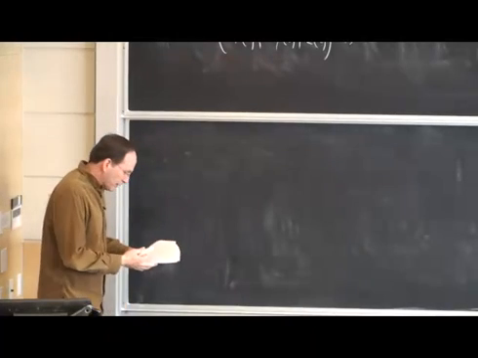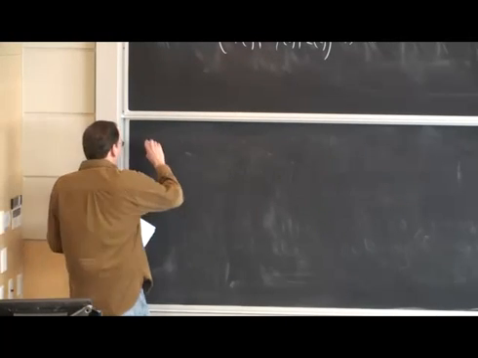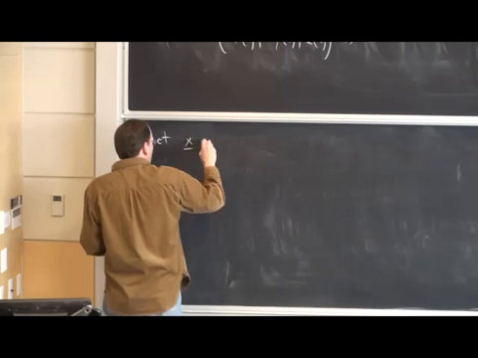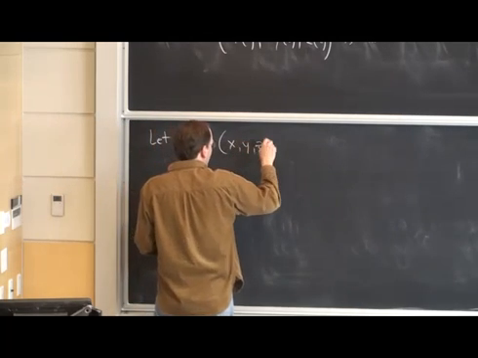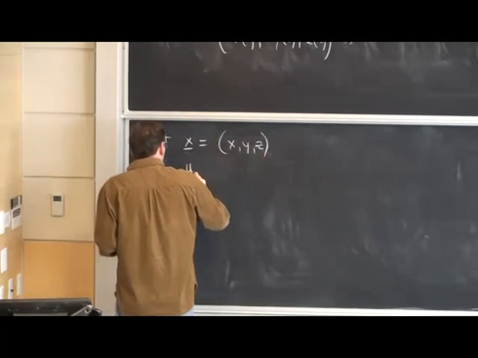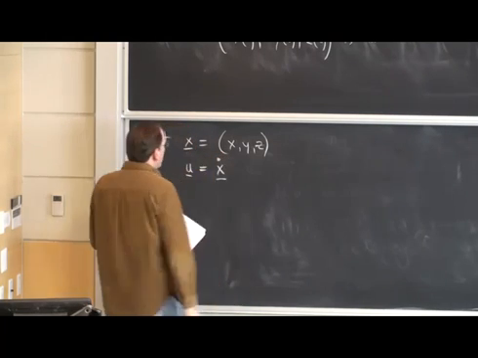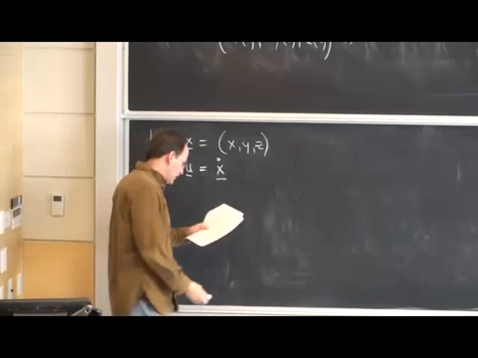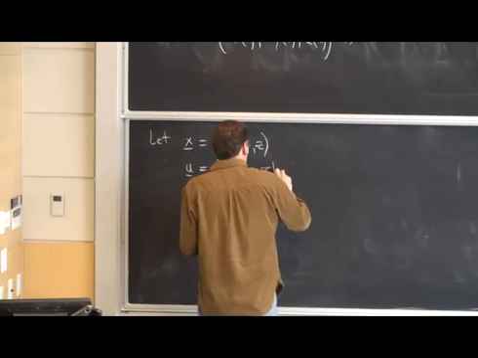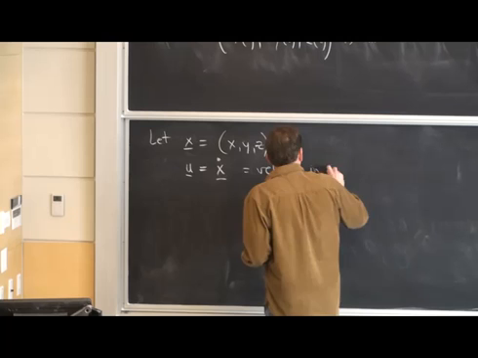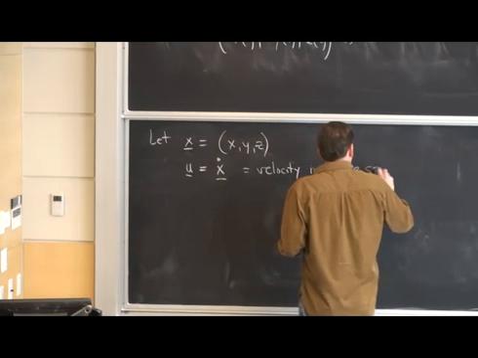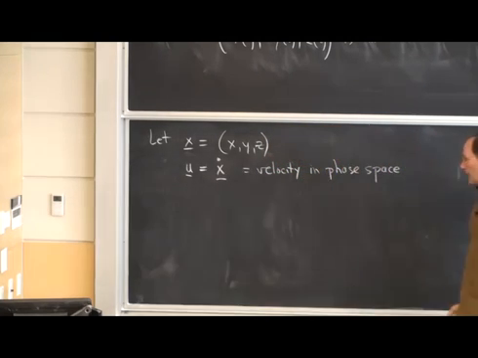So I want to give you an intuitive argument here, as usual. That is, let us think of a vector x, that's shorthand for x, y, z. And let me use the notation u is x dot. And so that's velocity in this three-dimensional phase space. Meaning, our usual thing. We think of a vector field in phase space when we have a differential equation. That tells us the vector at each point.